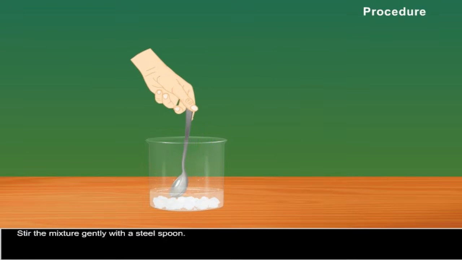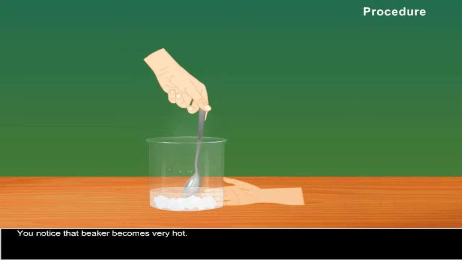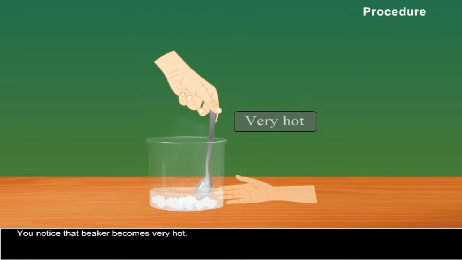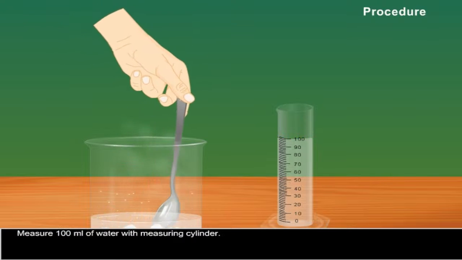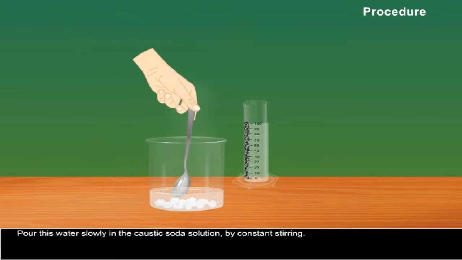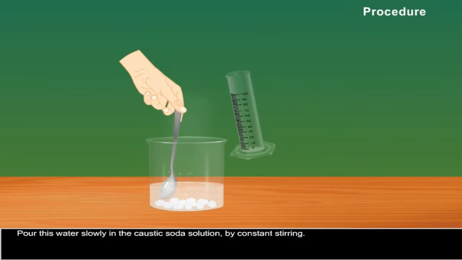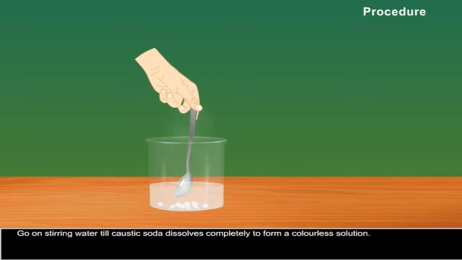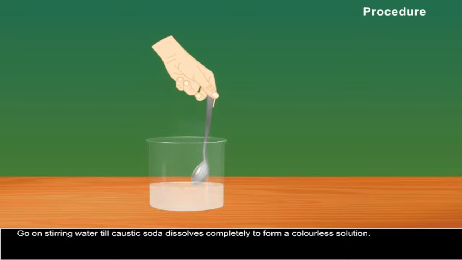Stir the mixture gently with a steel spoon. You notice that the beaker becomes very hot. Measure 100 milliliters of water with a measuring cylinder. Pour this water slowly into the caustic soda solution with constant stirring. Go on stirring till the caustic soda dissolves completely to form a colorless solution.